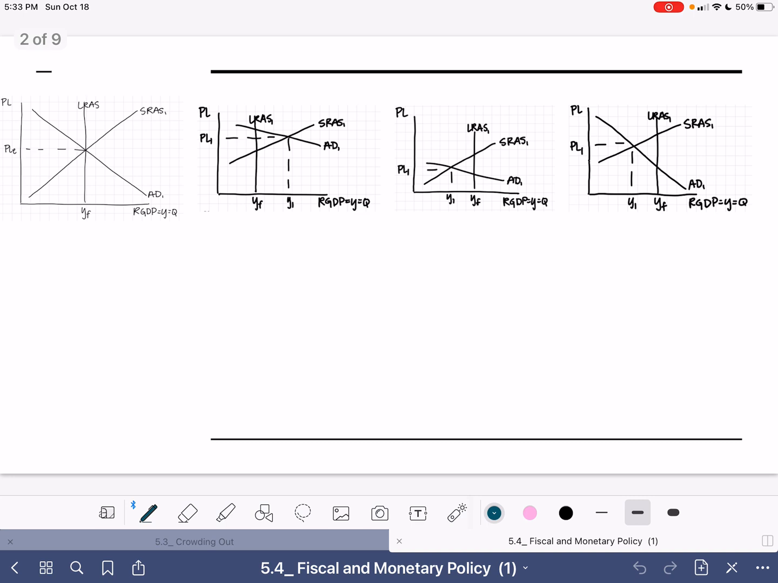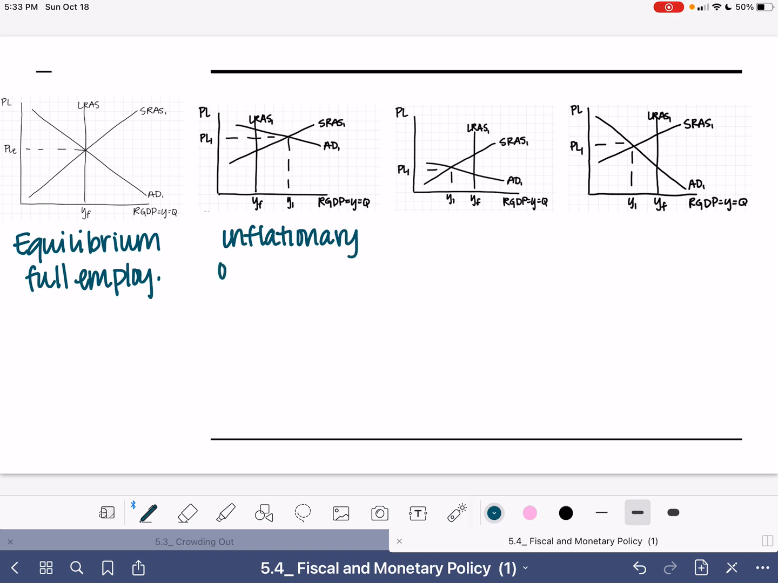So first, a brief review of our economic gaps. We'll start all the way over here on the left-hand side. This is our market economy at equilibrium. This is full employment. And then our next graph is our inflationary gap. This is where we are overemployed. We have high inflation.